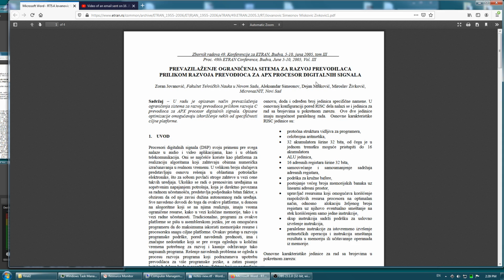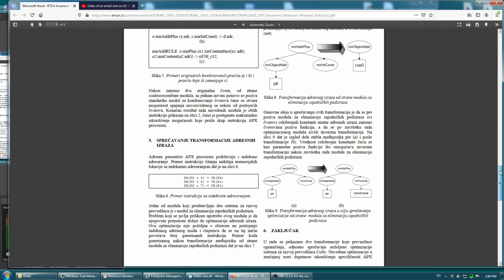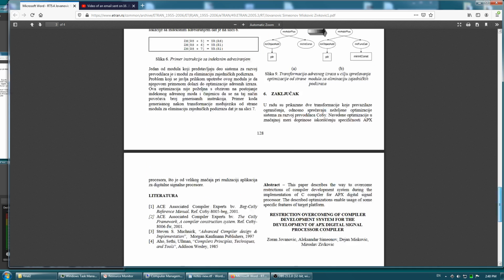And the third one, I'm not the first author here. This is again on limitation of a system for developing compilers, again for digital signal processing architectures, and again with open pipeline. So that's basically it.